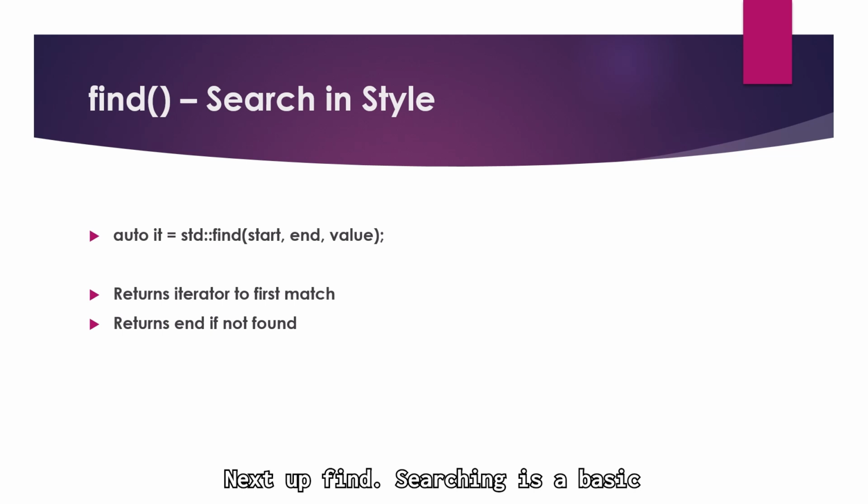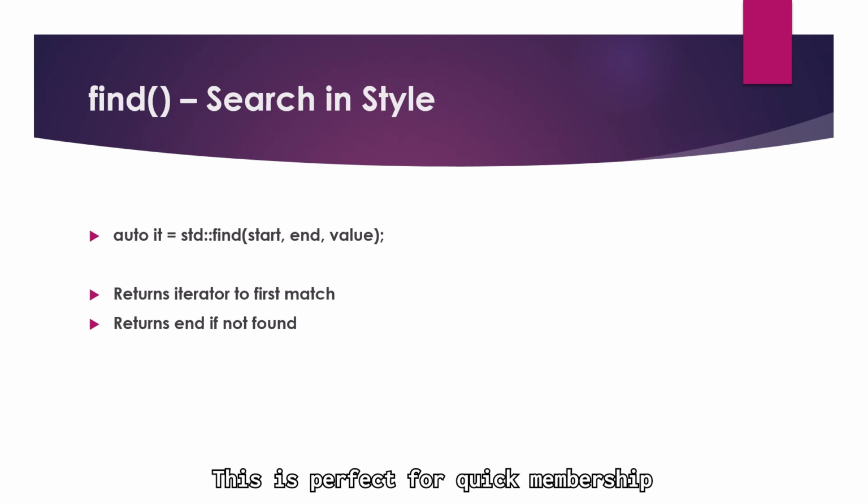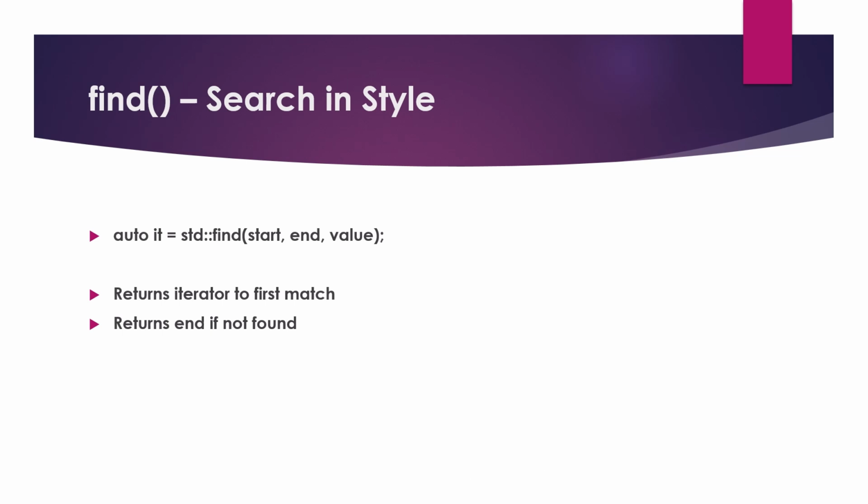Next up, find. Searching is a basic but critical operation, and std::find makes it effortless. The function takes a range defined by iterators and a value to look for. It returns an iterator pointing to the first occurrence of the value, or the end iterator if the value isn't found. It works with all containers that provide iterator access: vectors, lists, deques, strings, you name it. This is perfect for quick membership checks and location-based logic.